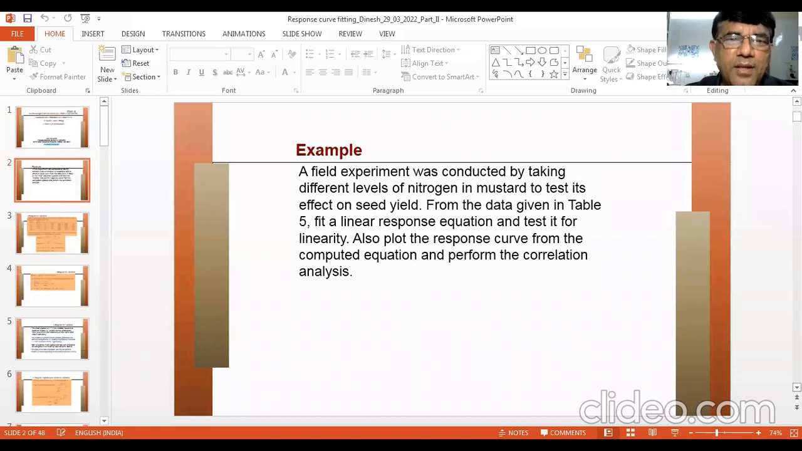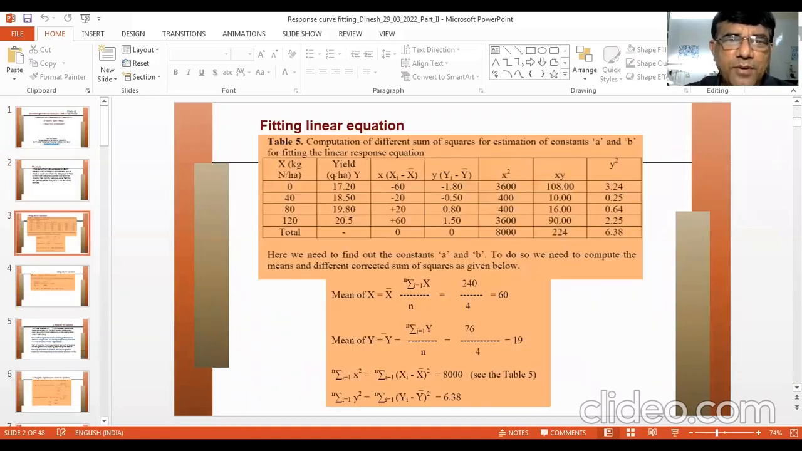In continuity to the last lecture, if you remember, I gave you one example. A field experiment was conducted and you have recorded some data. In this case, you need to compute different sums of squares. If you can find the values of a and b, that will give you a response equation, and this equation is the best fit. This is the best fit that will represent your data very well. It has been done by some statisticians: the equation y is equal to a plus bx. So you can see we need to fit this equation.